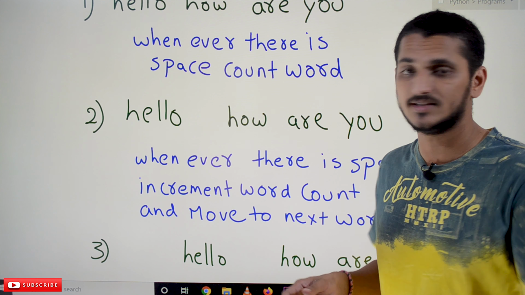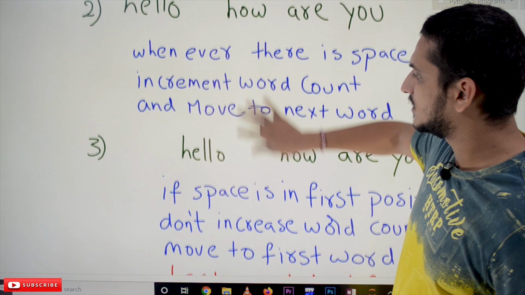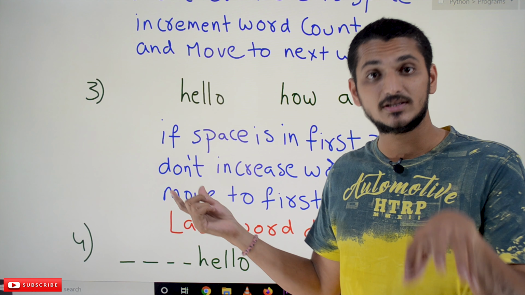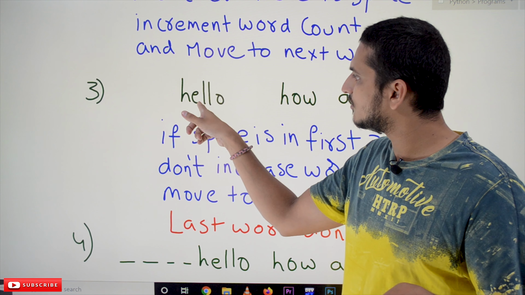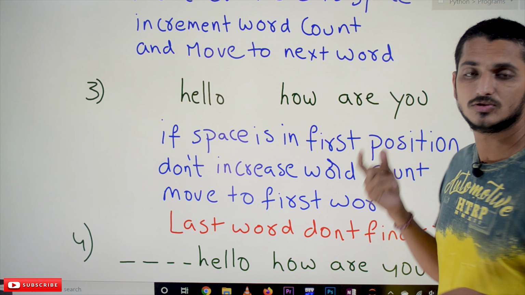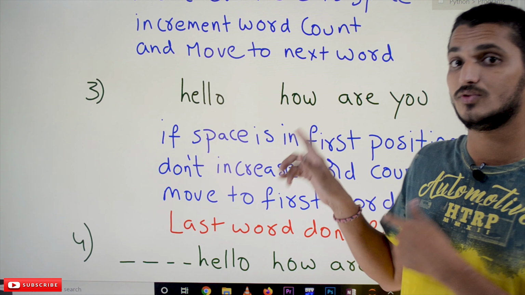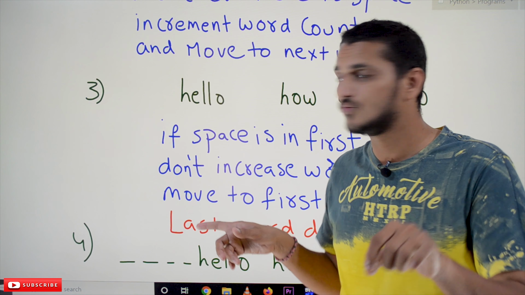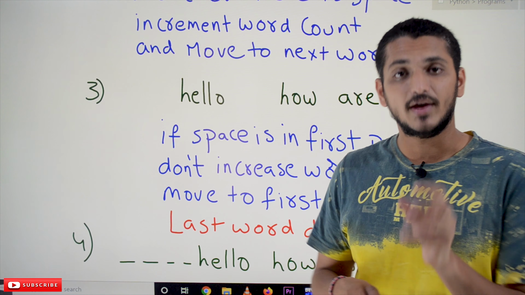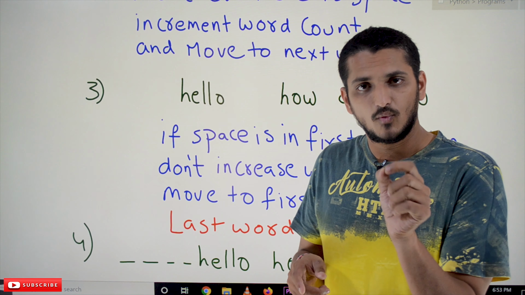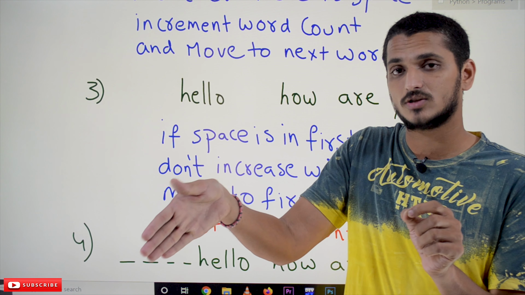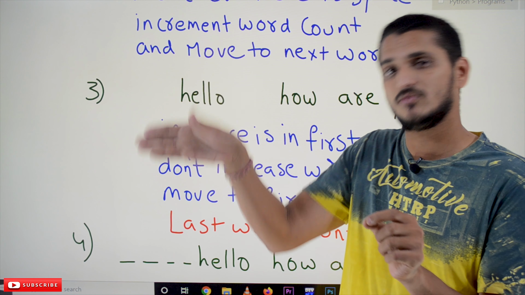Let's check different examples. The third example here: initially we have space, then some words, then some set of spaces, then words. So the logic which we discussed previously won't work in this example. What we discussed in the second example is, whenever we find a space, we have to increment the word count and move to the next word. That is the logic we identified by looking at the previous example.